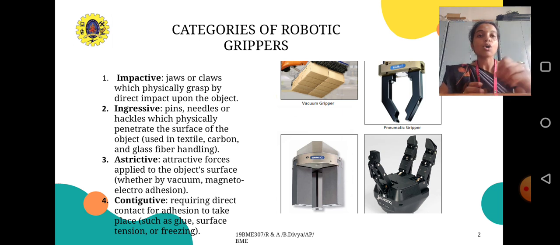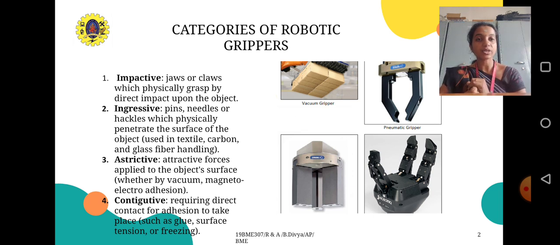And it is ingressive. Pins, needles or hackles which physically penetrate the surface of the object. These are used in textile, carbon and glass fiber handling.